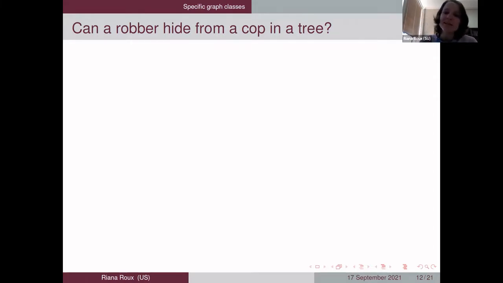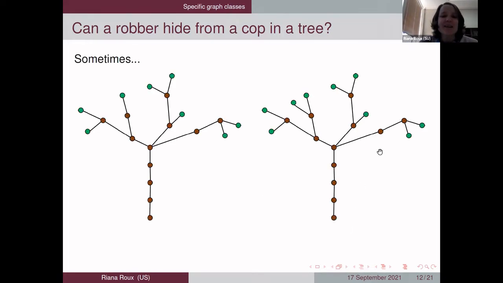Whenever we have an acyclic graph, it's sometimes easier to play this, specifically because the robber can't run in a circle. So the cop can maybe chase him into a branch of the tree. So our question is, can a robber hide from a single cop in a tree? And the answer is sometimes.